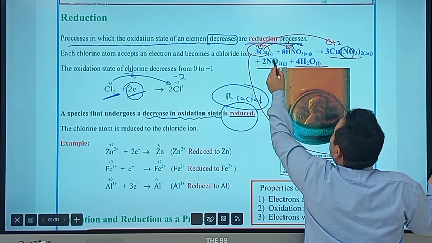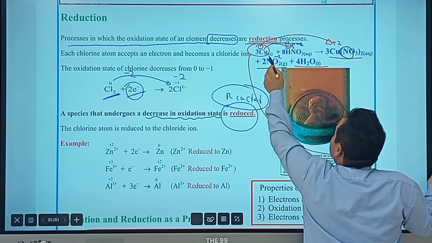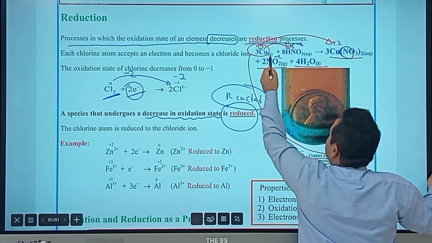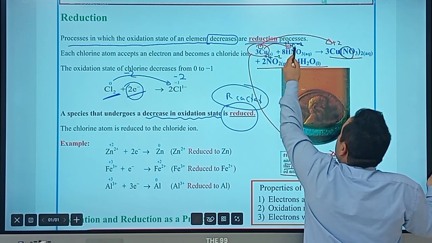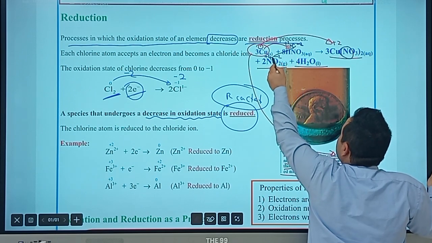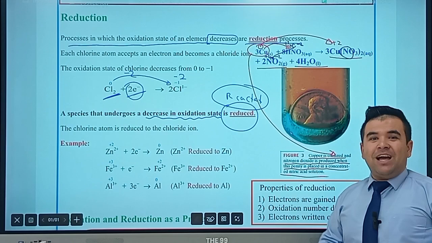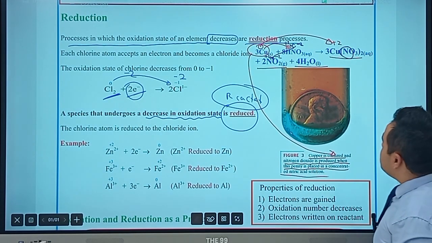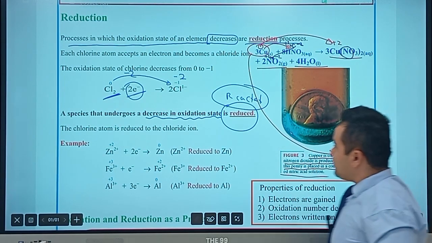How about in NO2? This is negative 2, 2 multiplied by negative 2 is negative 4, taken to the other side as the oxidation number. That's how the rules are important in determining the oxidation and reduction. It becomes positive 4. So from 5 to 4, what happens in the oxidation state? Reduction. That's why it's reduced. Nitrogen in this case is reduced and copper is oxidized.